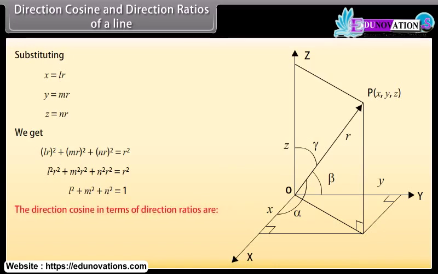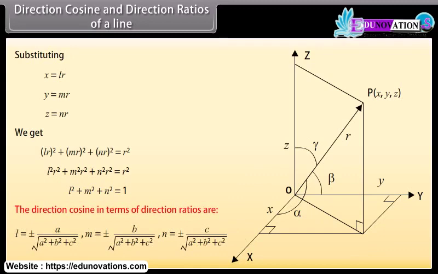The direction cosine in terms of direction ratios are L equals plus minus A upon square root of A square plus B square plus C square. M equals plus minus B upon square root of A square plus B square plus C square. N equals plus minus C upon square root of A square plus B square plus C square.